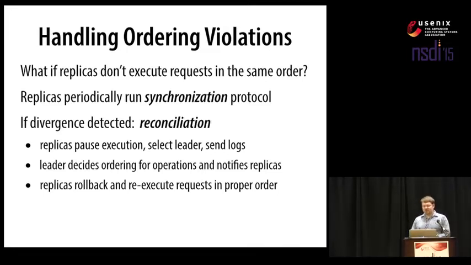So in order to make sure the replicas do wind up in the same state, every few seconds or every few thousand requests, they run a synchronization protocol where they check what their current state is. If they detect a divergence, they run a reconciliation protocol. And this looks a lot like the slow path in standard Paxos or Viewstamped Replication.